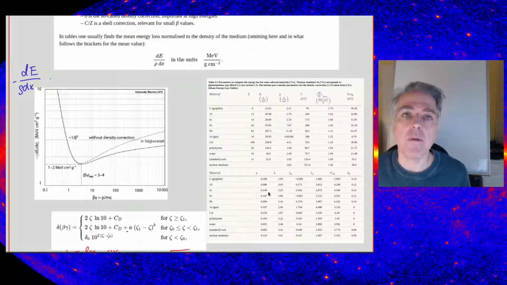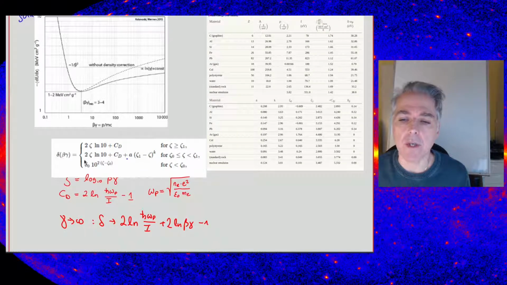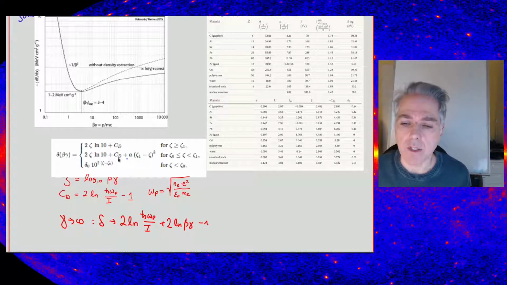The bottom table relates to the correction function delta, which I gave before. So delta is a function of beta gamma, as given here, and it depends upon a material constant zeta. And zeta is given over here, so zeta 0, zeta 1, and also this CD, which is used here. So zeta is defined as, this I should better write out here, so this is the zeta function. That's simply log 10 of beta times gamma.